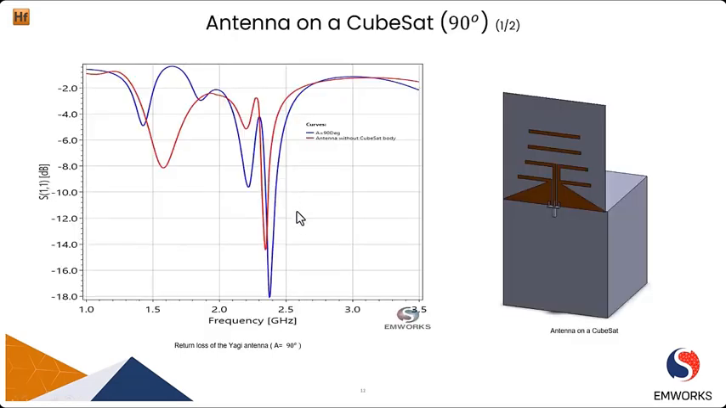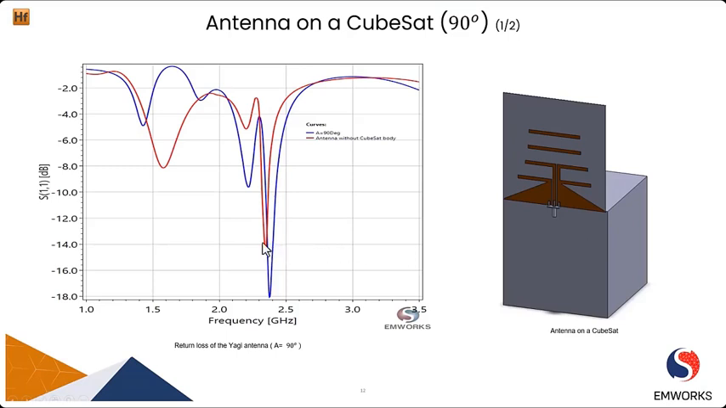Now let us study the performance of the antenna when it's placed on the CubeSat. For this, we'll be studying 2 deployment angles, namely 90 degrees and 10 degrees. First, let's start with the 90 degree case. For this case, as we can see, the antenna is perpendicular to the top surface of the CubeSat.